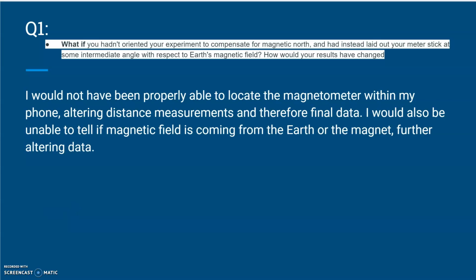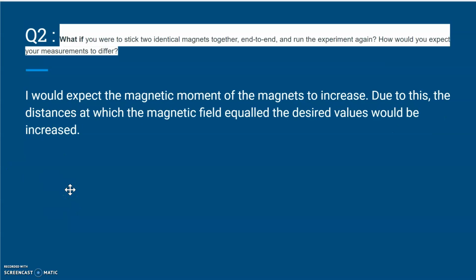The second question asks what if we were to stick two identical magnets together end to end and run the experiment again, and what changes? So I would expect the magnetic moment of the magnets to increase. Due to this, the distance at which the magnetic field equaled the desired values would be increased.